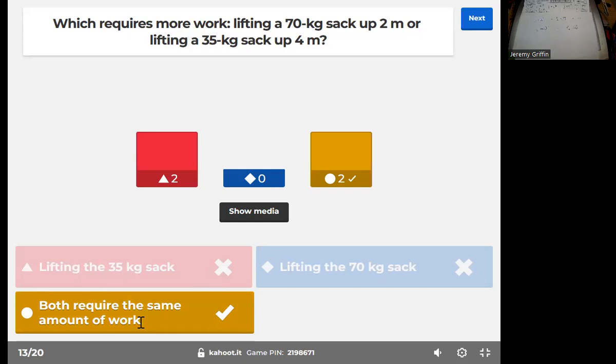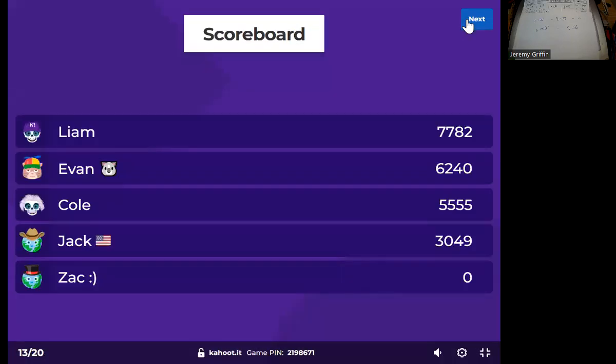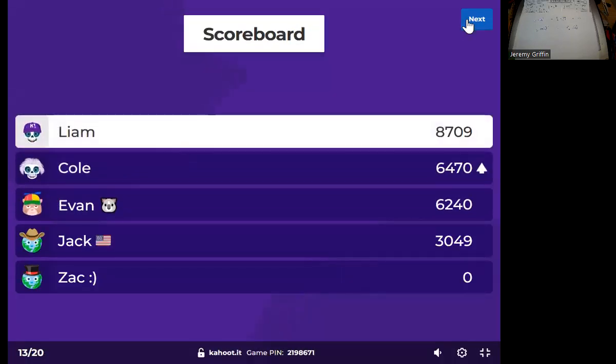Or how about the amount of potential energy that you give it, mgh, right? Half the mass, twice the height. Again, it's a wash. So it's the same amount. Half times 2 is just 1. It's the same. All right, Cole, move it up.